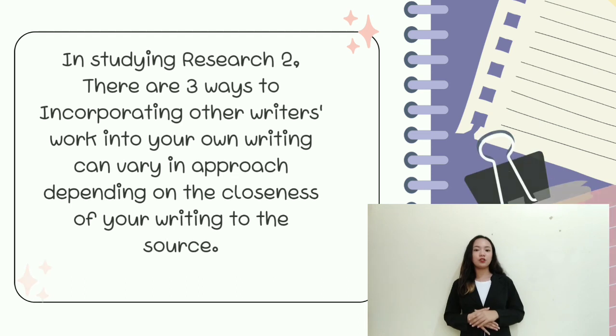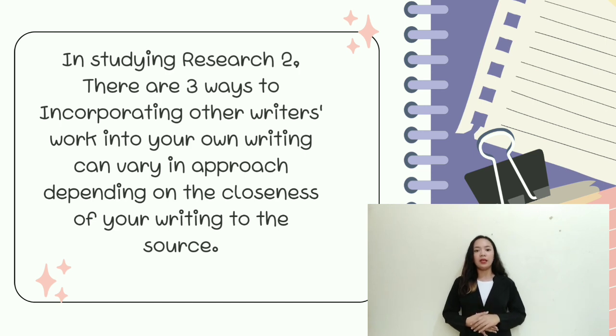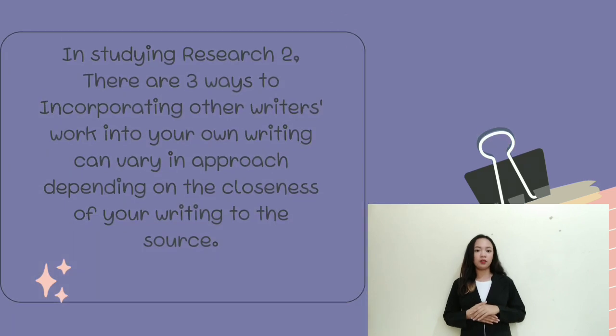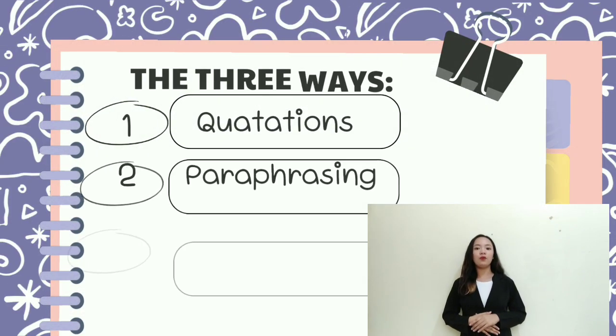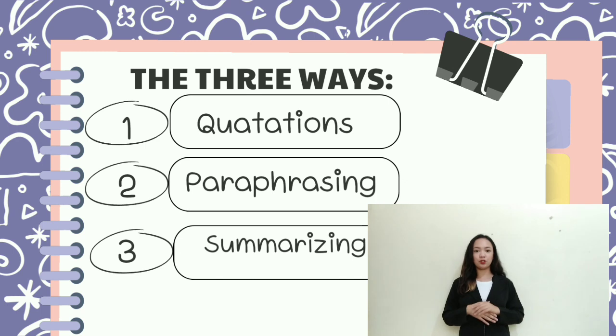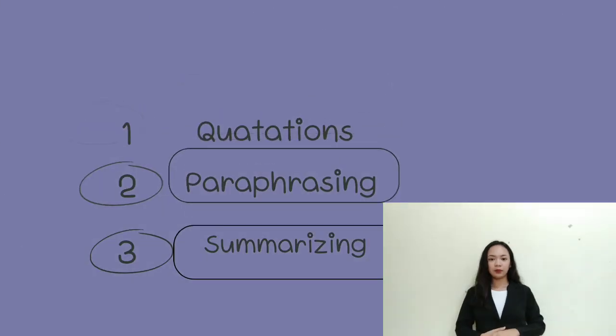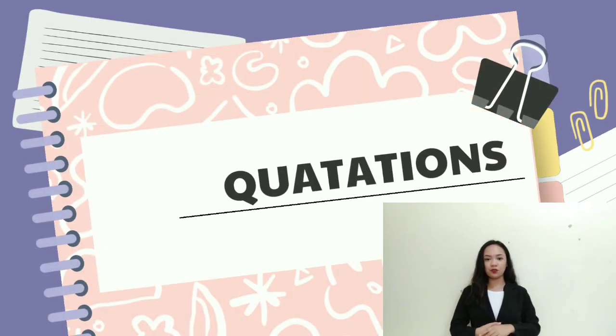In studying Research 2, there are three ways of incorporating other writers' work into your own writing. They can vary in approach depending on the closeness of your writing to the source. So, there are three ways of how Research 2 should be applied properly: quotations, paraphrasing, summarizing. First is quotation.